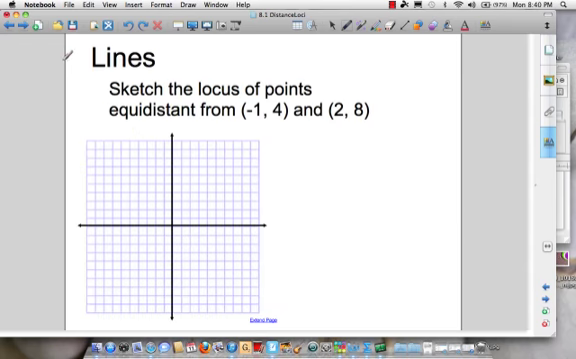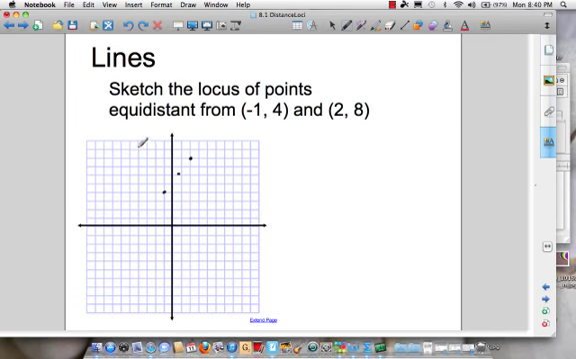Okay, in this next example, you're asked to sketch the locus of points that are equidistant from 2 points. So I'm going to start by just locating (-1, 4) and (2, 8). Well, the most obvious point that's equidistant would be the midpoint, which I guess is about right there.